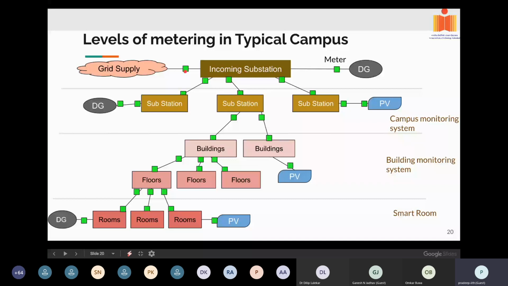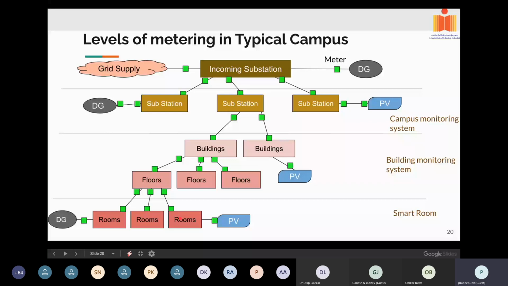Now at the incoming substation, there may be a diesel generator connected. Under that, there may be multiple substations. Under these multiple substations, there will be buildings. Under the building, there will be floors, and under the floors, there will be rooms. Like that, there is a different hierarchy.